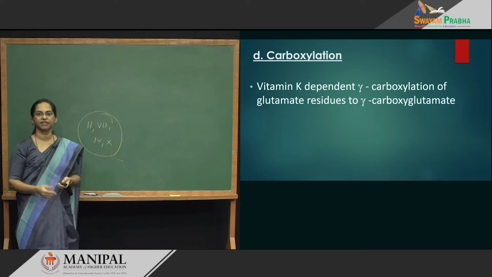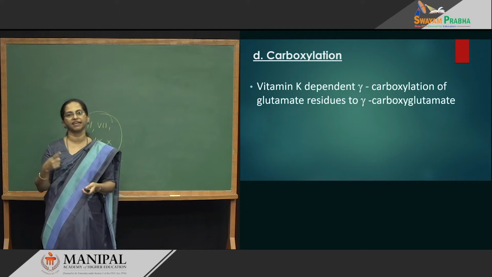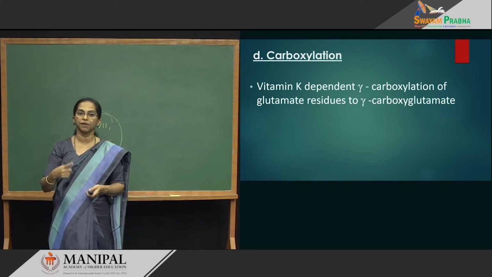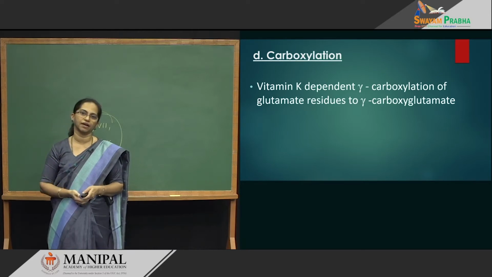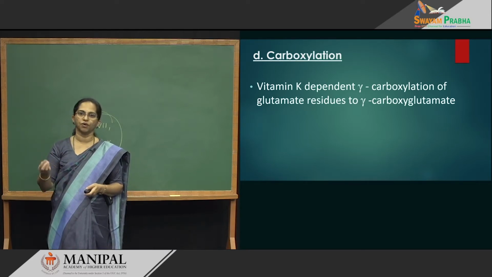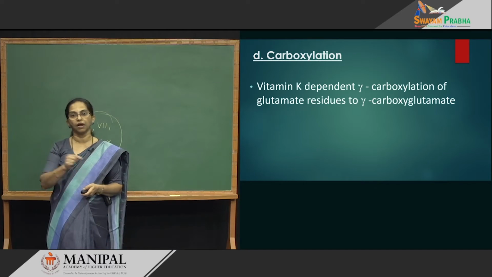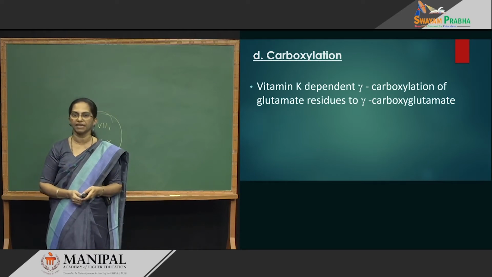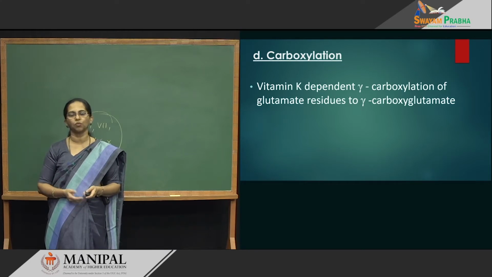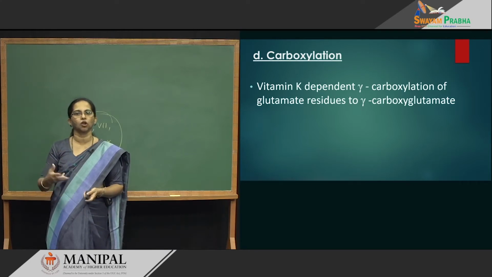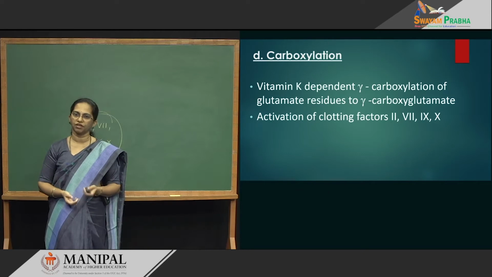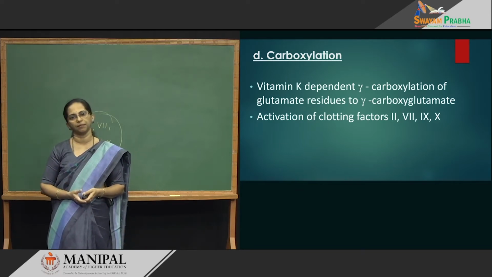You have clotting factors number 2, 7, 9 and 10. If you have to make these clotting factors active, then you have to add carbon dioxide. So, if you add carbon dioxide to the gamma carboxyl group of glutamic acid, that is called carboxylation. And by doing so, what are you doing? You are activating clotting. So, clotting factors 2, 7, 9, 10 undergo this type of PTM.